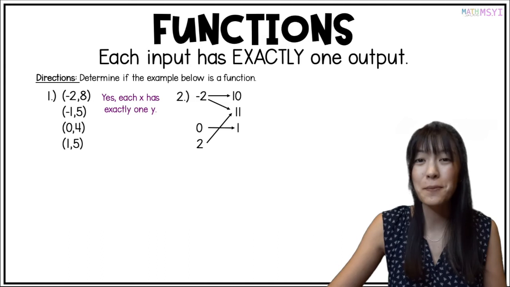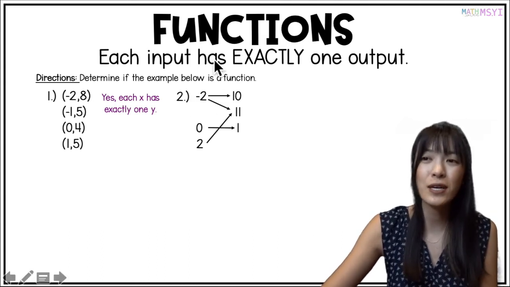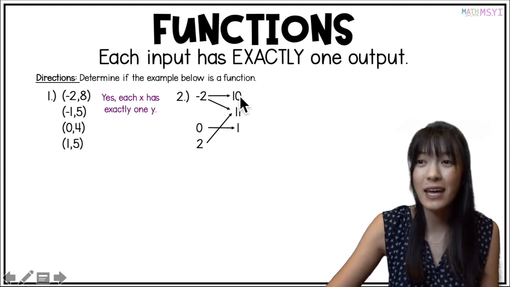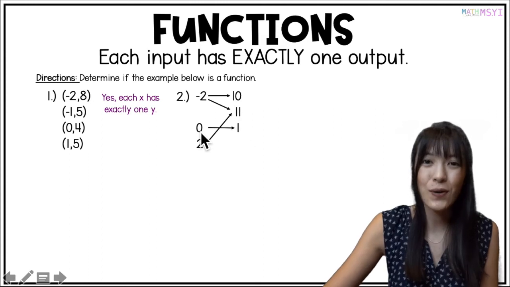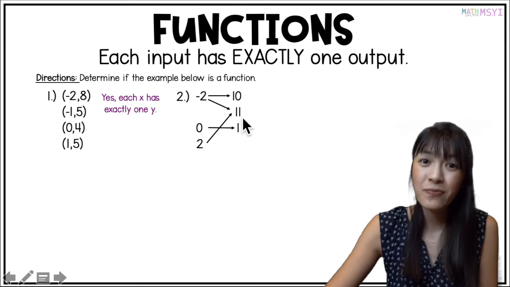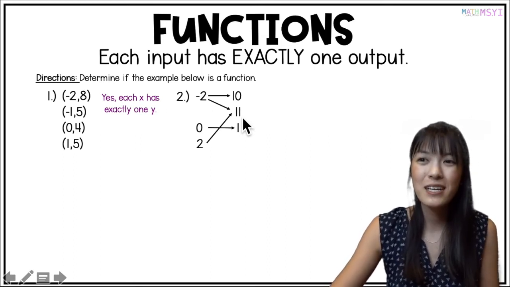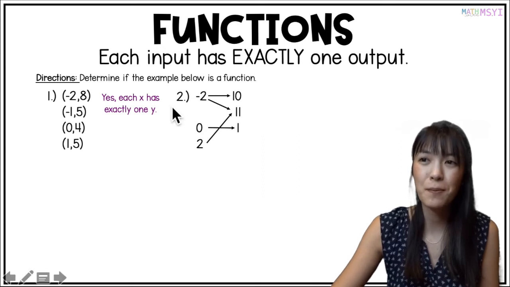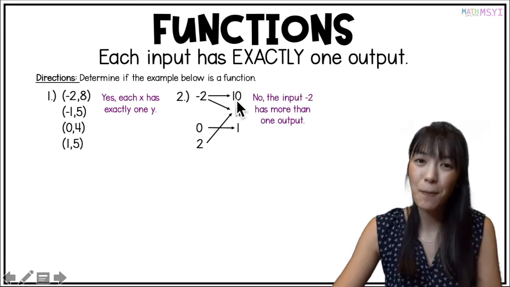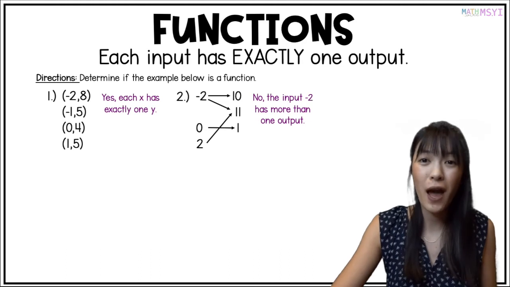Let's look at this example here. This is what we call a mapping diagram. If you notice in your input on the left, your -2 is mapping to 10 and 11. Your 0 is mapping to 1, and your 2 is mapping to 11. This example here is not a function because your -2 in your input is mapping to more than one output. So this cannot be a function because a function has to have one output for every input.